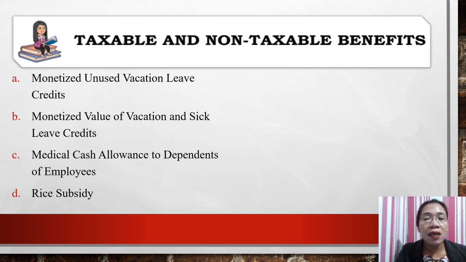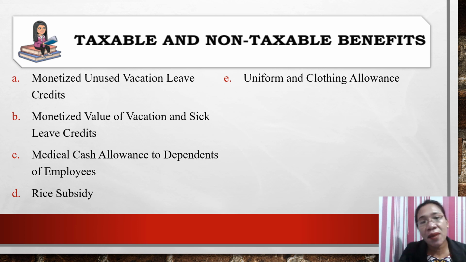Yung iba, kinukuha na lang yung cash, or yung iba naman, bigas talaga yung kinukuha. Parang ganun yun. May nakita akong ganito sa mga nagtatrabaho sa LECO, meron silang ganyan. Rice subsidy, tawag doon. And next one is the uniform and clothing allowance. So kami, mga guro, merong ganyan. Uniform and clothing allowance not exceeding 4,000 per annum, kumbaga isang taon.